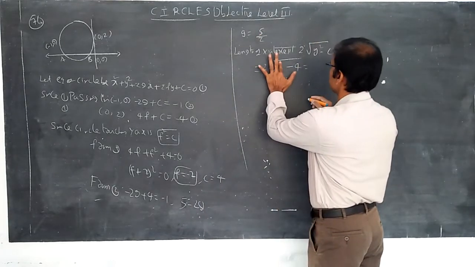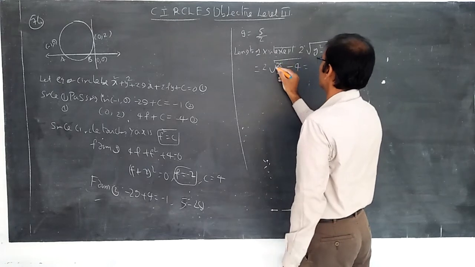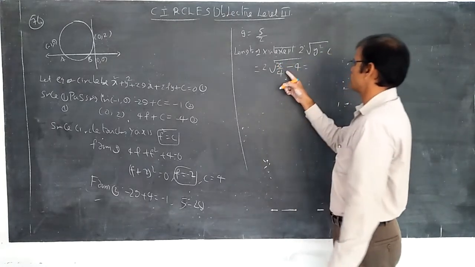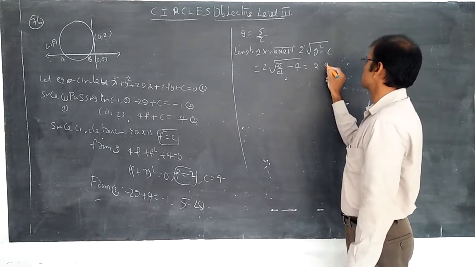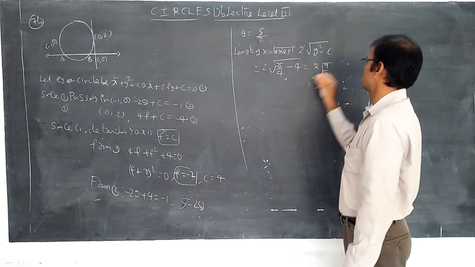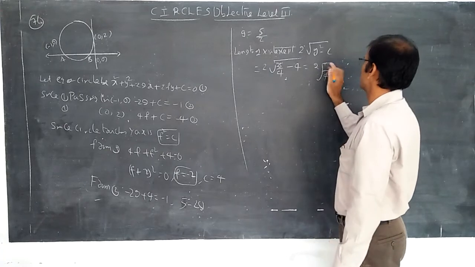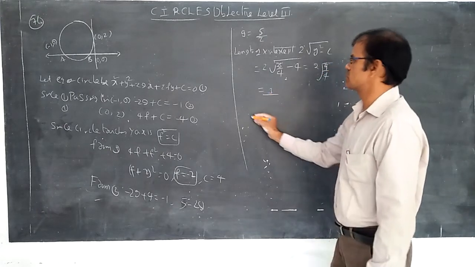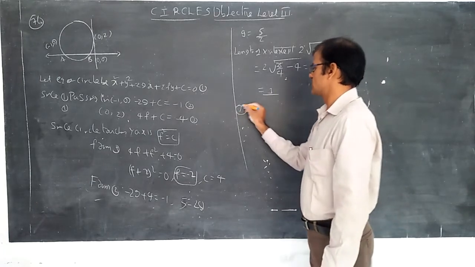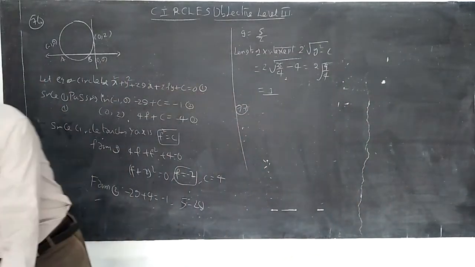5 by 2 whole square is 25 by 4. 25 by 4 minus 4, this is 16 by 4. 25 minus 16 is 9. So 2 into root 9 by 4. Here 2 and 2 will get cancelled. So the length of the x-intercept is equal to 3. Let us discuss the 77th question.